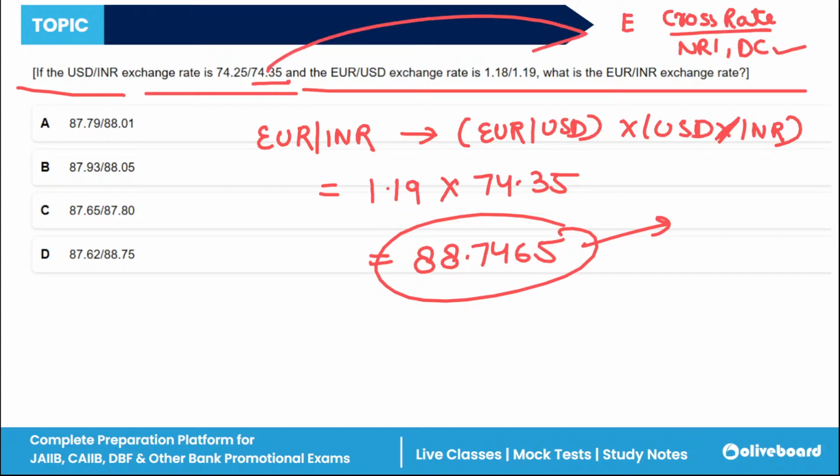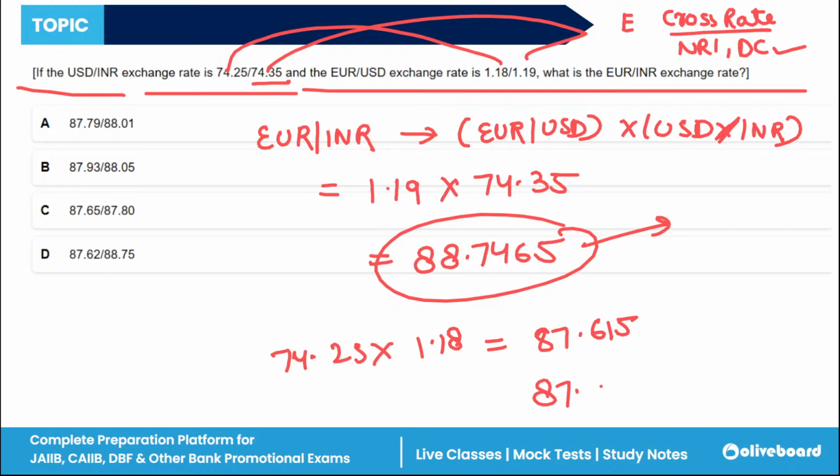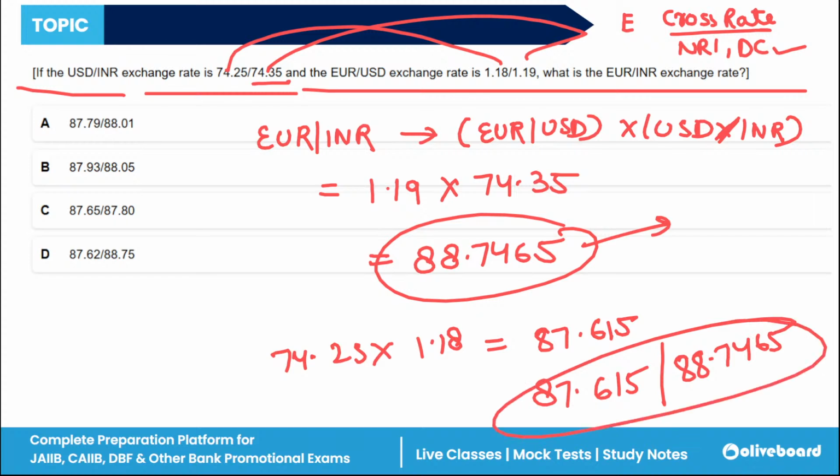Now this we have to calculate: 74.25 multiplied by 1.18, which equals 87.615. So the buying rate is 87.1615 and this is the selling rate. Simply, this is the answer here. Easy.